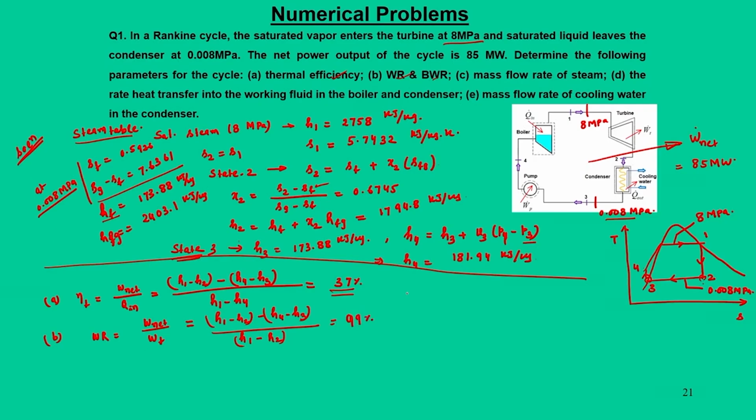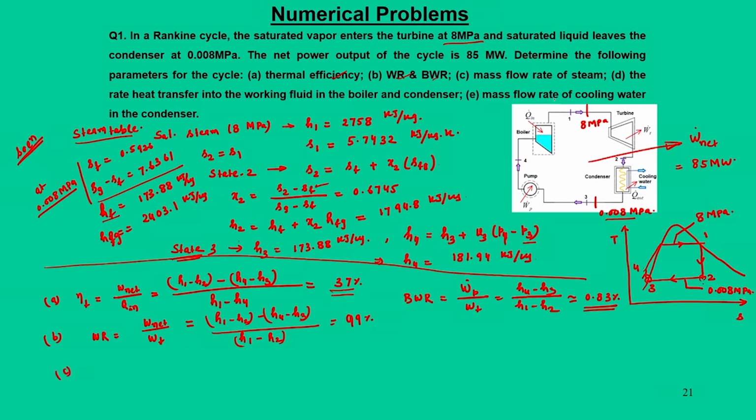Correspondingly the back work ratio, that is W dot P by WT. So, that is H4 minus H3 divided by H1 minus H2. So, this number would be approximately 0.83%. So, you can see this number is too less. That means, this is the essential necessity that back work ratio should be as low as possible.